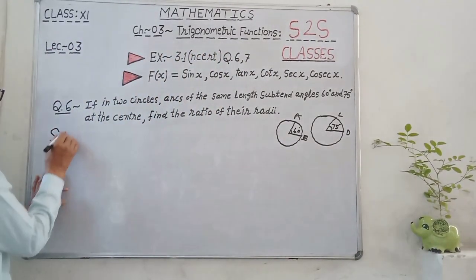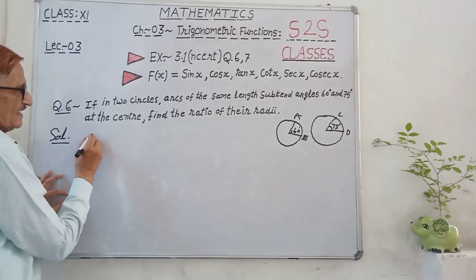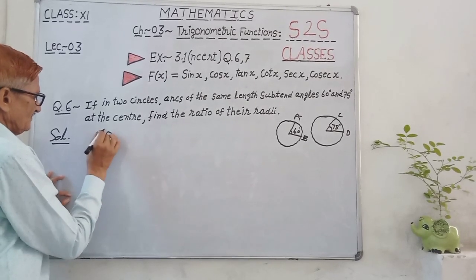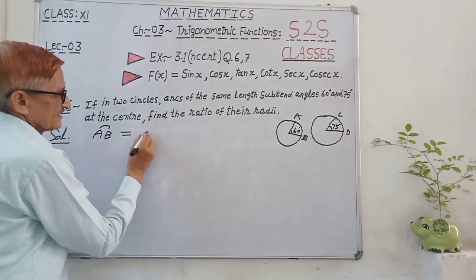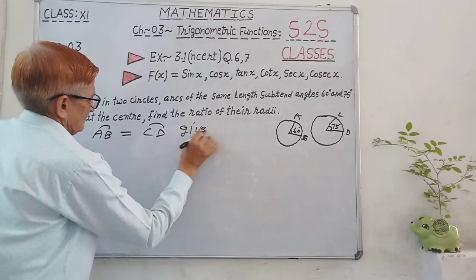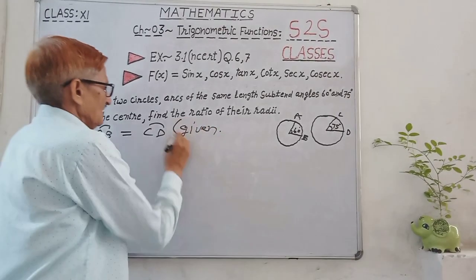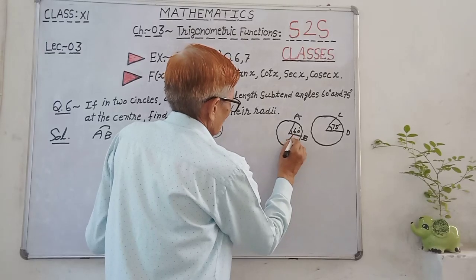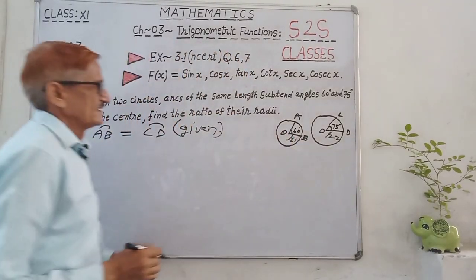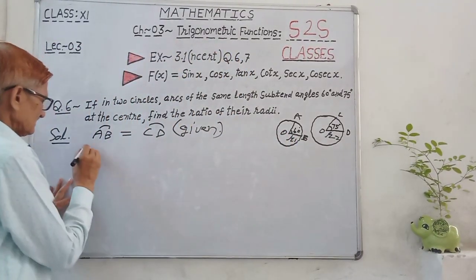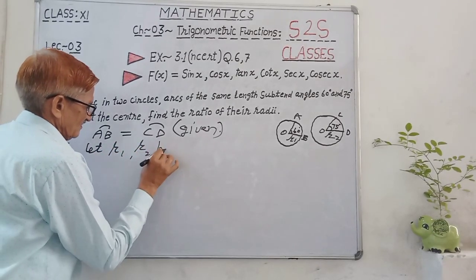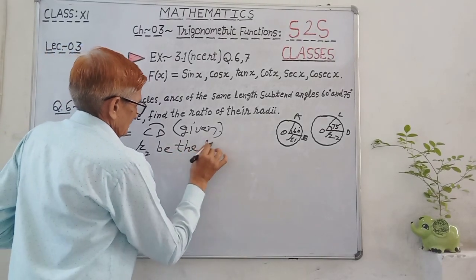So solution: length of arc means arc AB is equal to arc CD, given. Okay, let R1 and R2 be the radii.